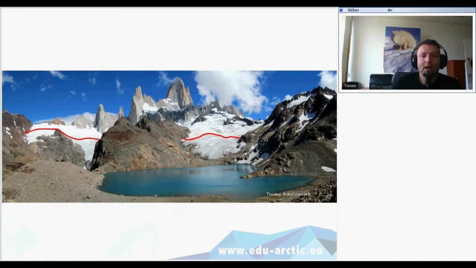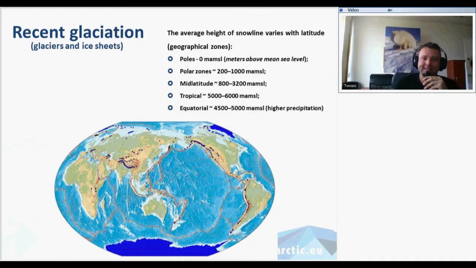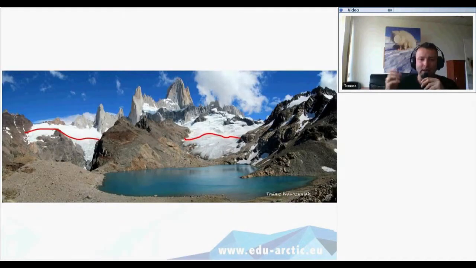As you can see, here I just drew the line of ELA, the equilibrium line altitude. It can vary, so it doesn't mean that it goes as mentioned here. It's never the same height, never the same altitude. In different years it goes in different ways, and for different valleys it can also look different.